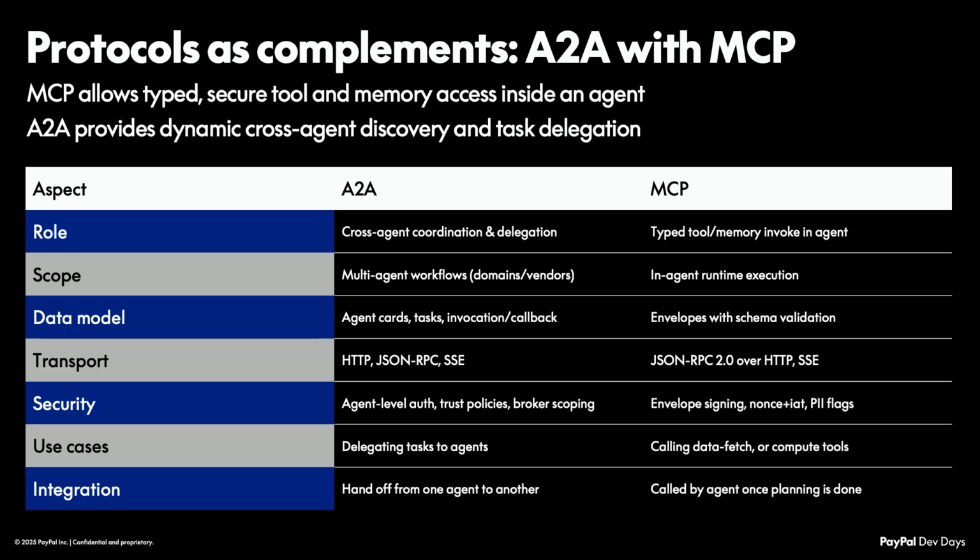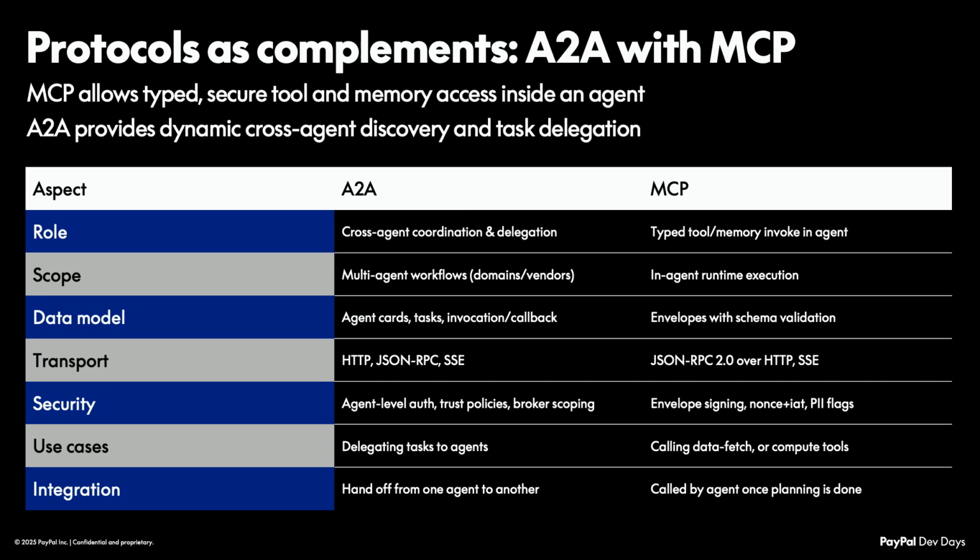The data model is predicated upon agent cards. We have an example of that in the next slide. And then on the MCP side, there are envelopes with schema validation. We saw some examples of that in the previous slides. For the transport mechanism, the standard is HTTP, JSON, and then SSE. And likewise, on the other side, you have JSON-RPC 2.0 over HTTP. So I think on the transport protocols, there's not a ton of distinction there.